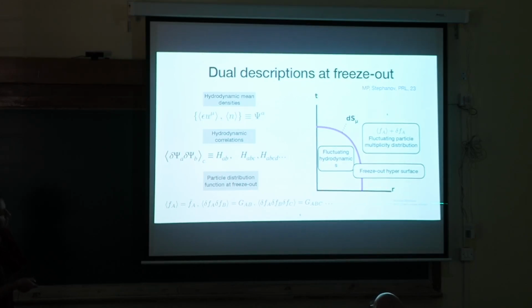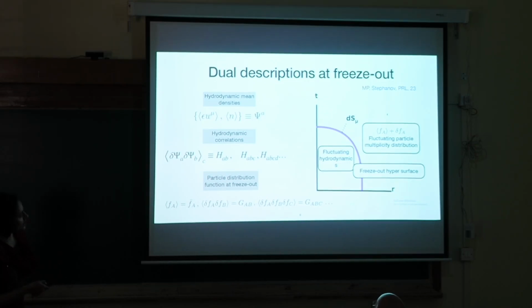This is just a schematic picture of the phase diagram, a two-dimensional profile. This is the transverse radius from the center of the fireball, and T is the time in the lab frame. This blue line is a schematic freeze-out curve, with dS mu being a differential element on it and this being the normal at that surface, at that point.